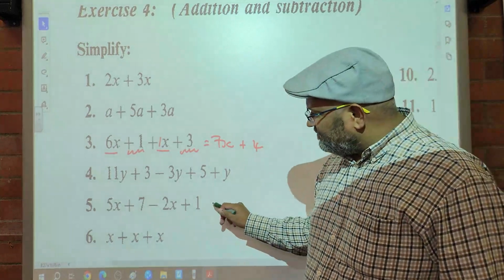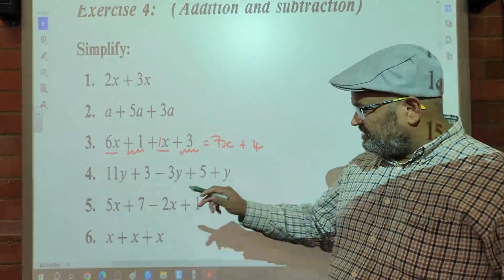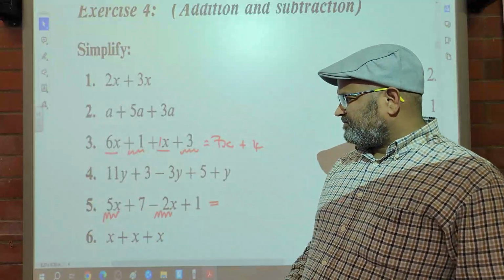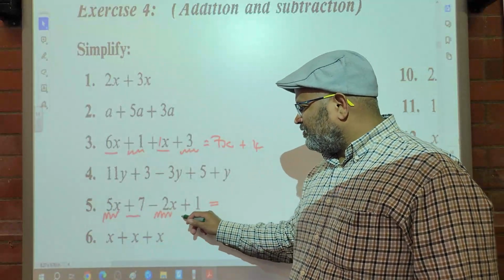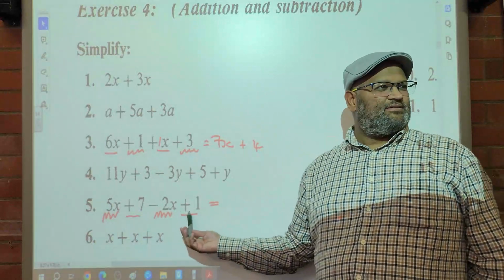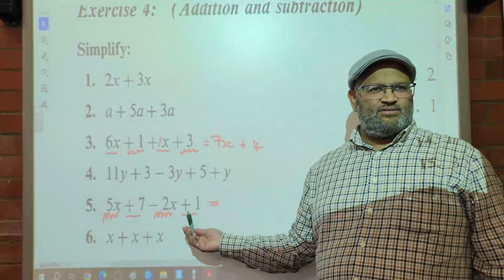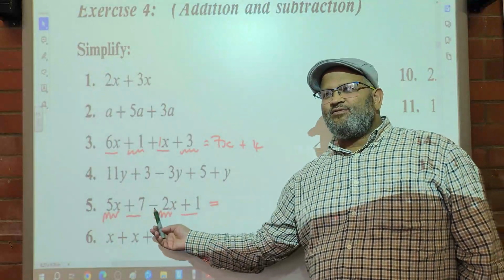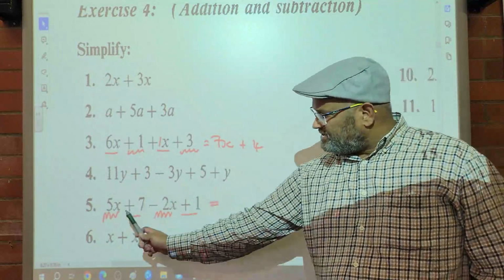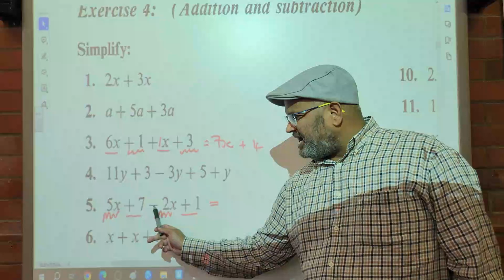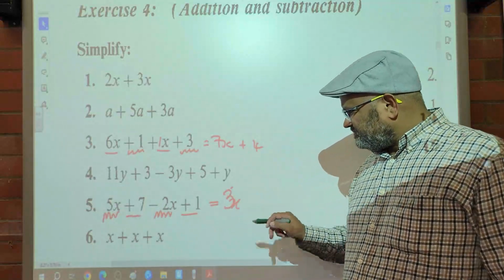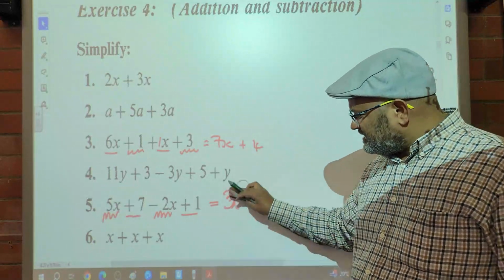Right, let's look at number 5. What are like terms here? 5x and negative 2x, 7 and 1. You see, now some people are thinking that the negative belongs to the 1. No, it doesn't. The negative belongs to the term. Can you see that? So in other words, what is 5x minus 2x? 3x. Okay, so that's 3x.